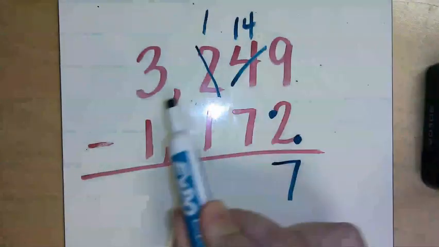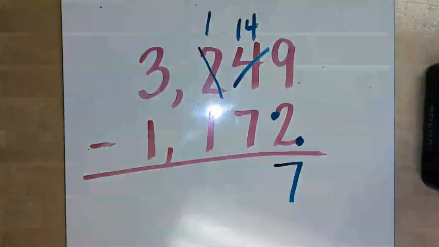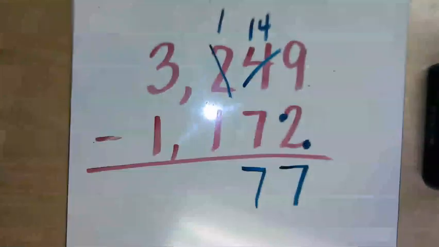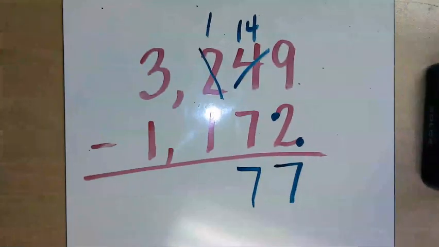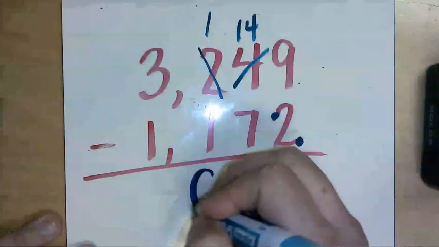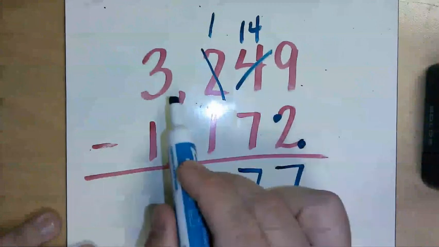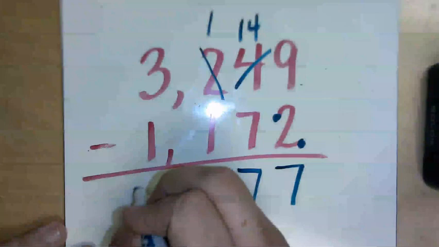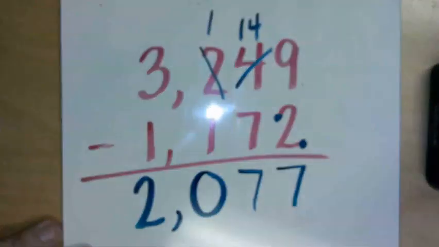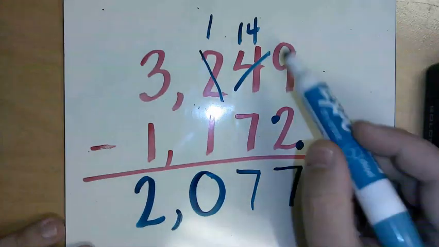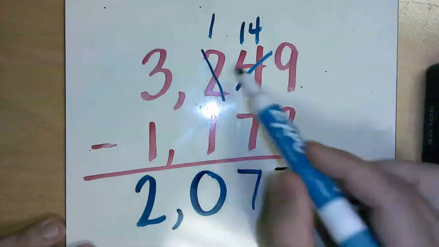Well, now I have 14 minus 7. Hey, that's a doubles fact. 14 minus 7 is 7. That's why it's so important to know those doubles facts, right? Now that I've done that, I can go to my hundreds place and I can say 1 minus 1. Well, 1 minus 1 is 0. And then my last place value is the thousands. 3 minus 1. Well, 3 take away 1 is 2. So my answer here is 2,077.